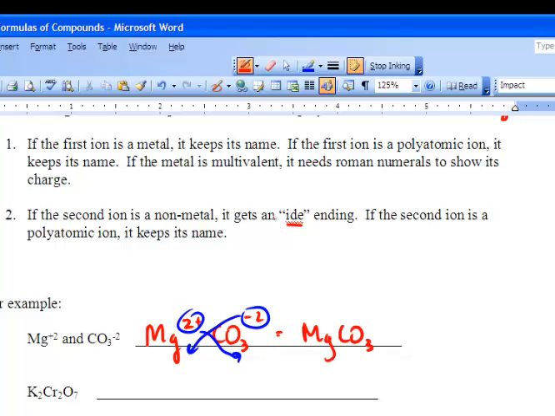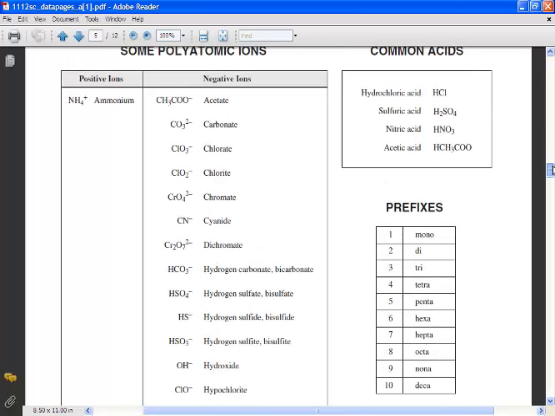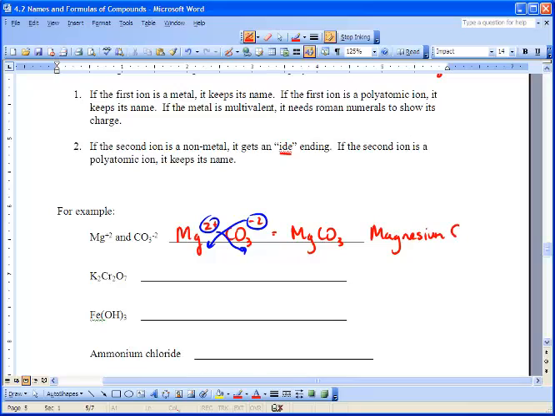Now let's use these rules. So if the first ion is a metal, we use its regular name, which is magnesium. And CO3, let's look on our sheet. CO3 is carbonate. So we're going to go back and we call it carbonate. So what you notice is we've swapped and dropped our charges, we came up with our compound, and we named it according to those rules.